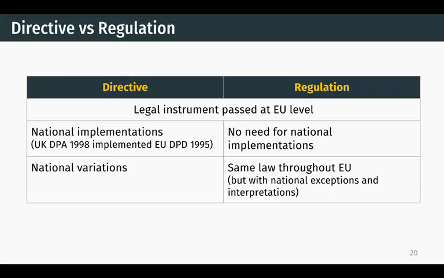With a regulation, you don't need to have a national implementation. It's just the law as it has been passed by the EU that becomes law throughout the EU. With the different implementations of a directive, this leads to national variations, whereas with a regulation it's much more homogeneous. It's the same law throughout, although there are still national exceptions and interpretations.